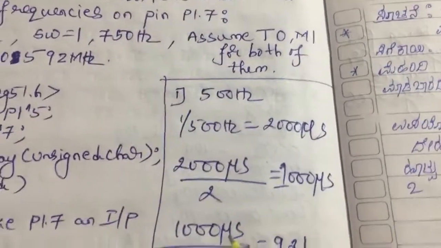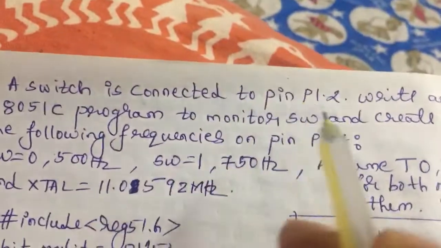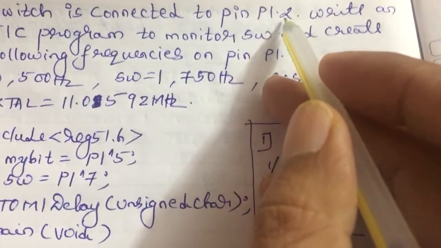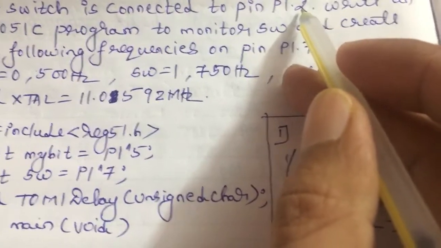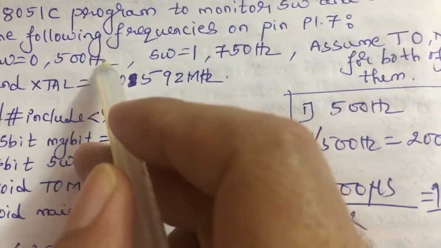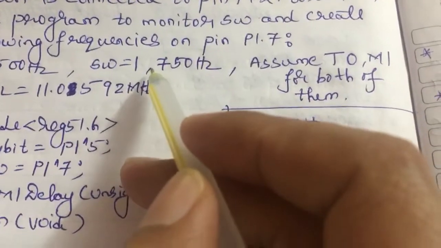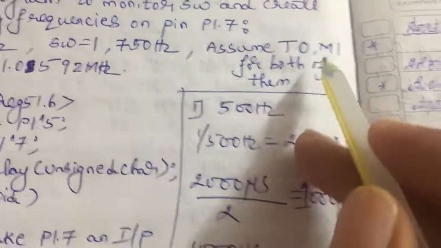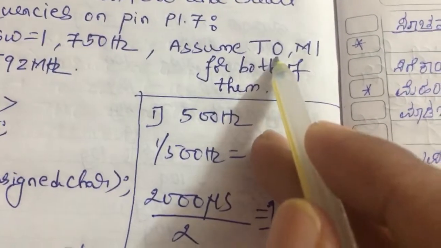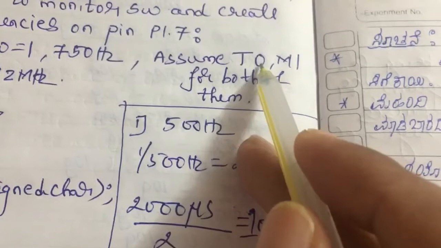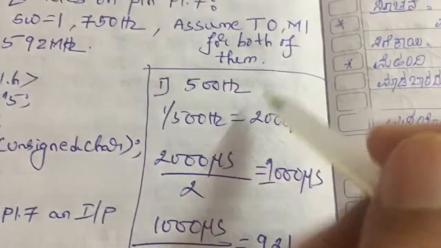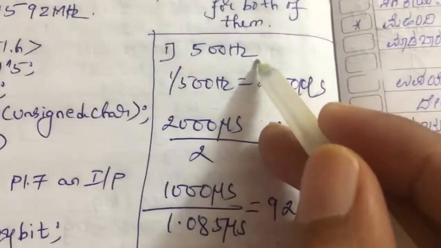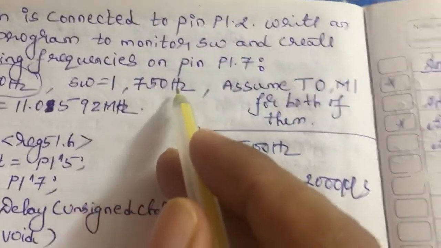It's very simple. Once again I will tell about the question. There is a switch at P1.2. When the switch becomes equal to 0, you should get a 500 Hertz square wave. When the switch becomes equal to 1, you should get a 750 Hertz square wave on P1.7. We need to take T0 M1 in order to get the values of TL0 and TH0. I will show how to calculate the timer register values for 500 Hertz. Similarly, you can do it with 750 Hertz.